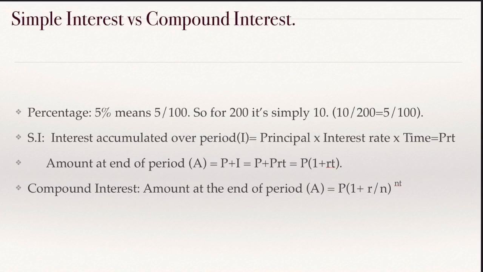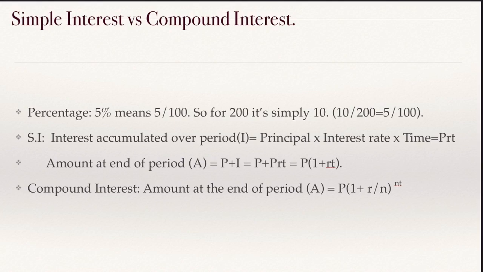For simple interest, interest I is equal to PRT, principal into interest rate into time. The amount at the end of the period that we need to pay is P plus I. P is principal, that is the amount we borrowed, plus I, interest. I is equal to PRT, as we already know. So A is equal to P plus PRT, that means P into (1 plus RT).